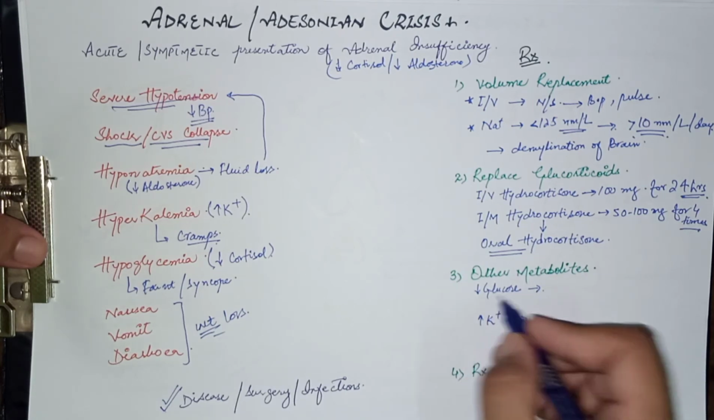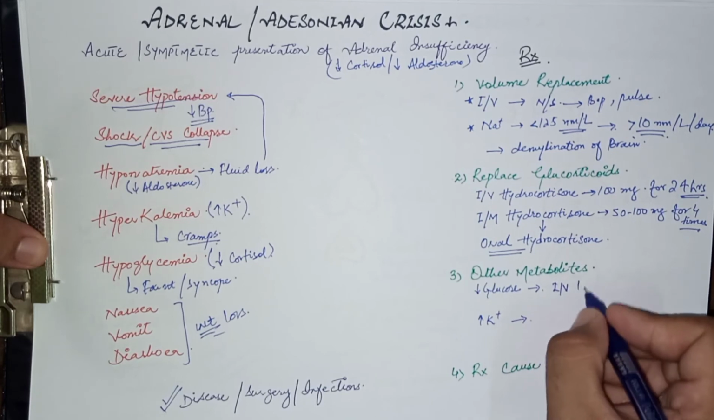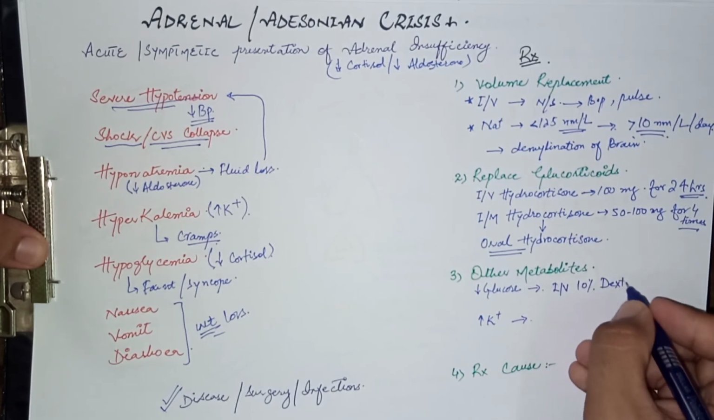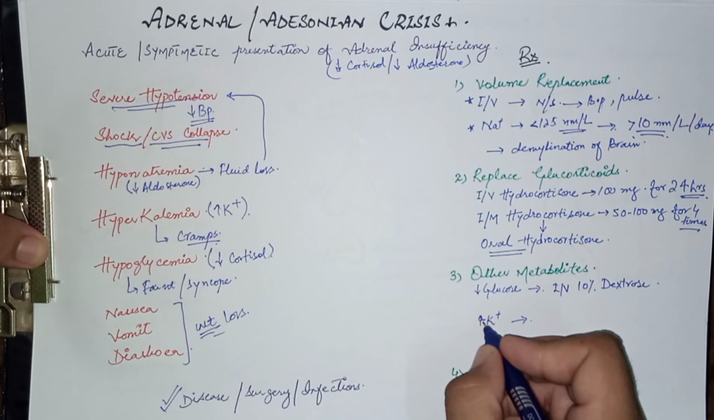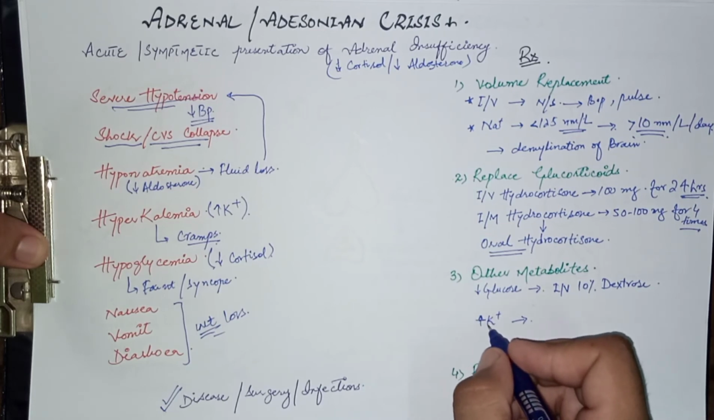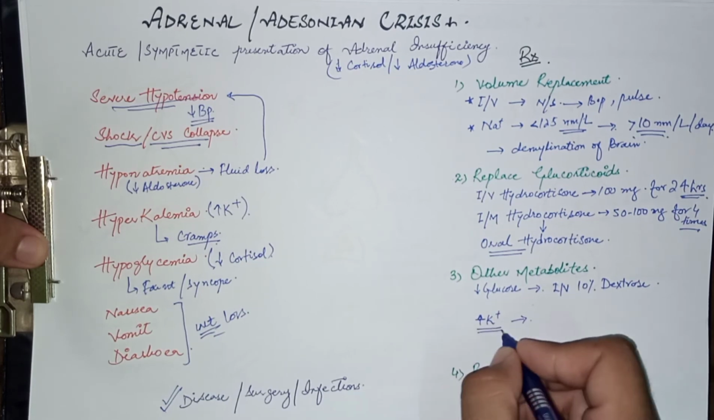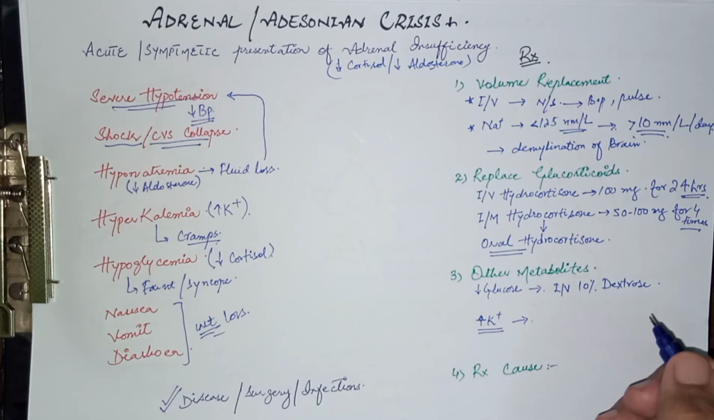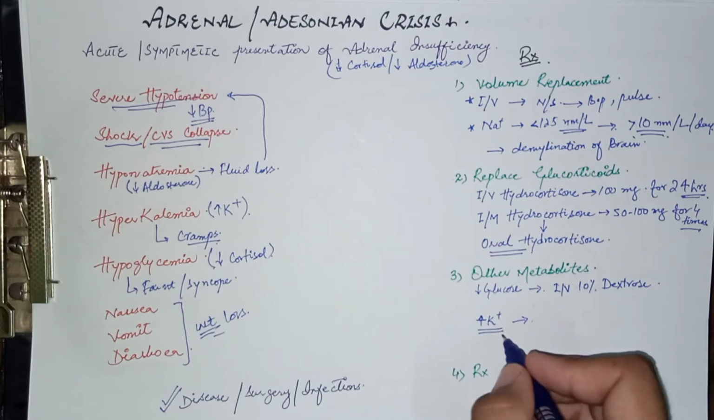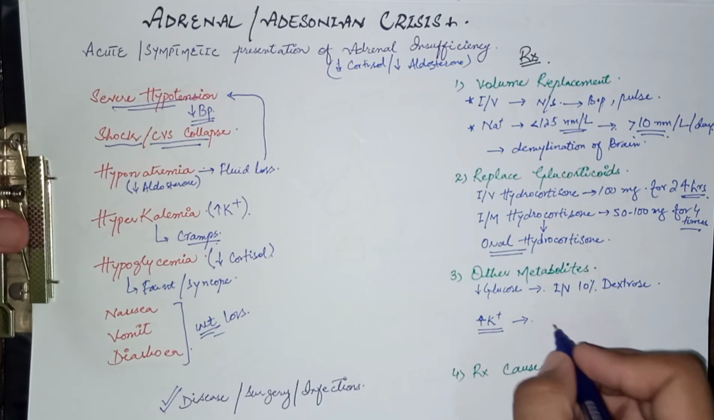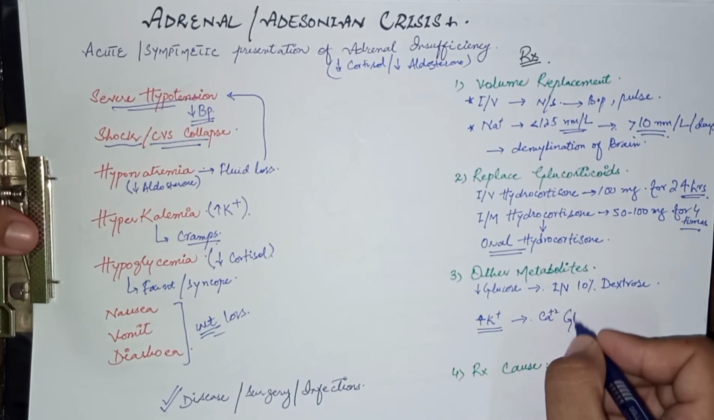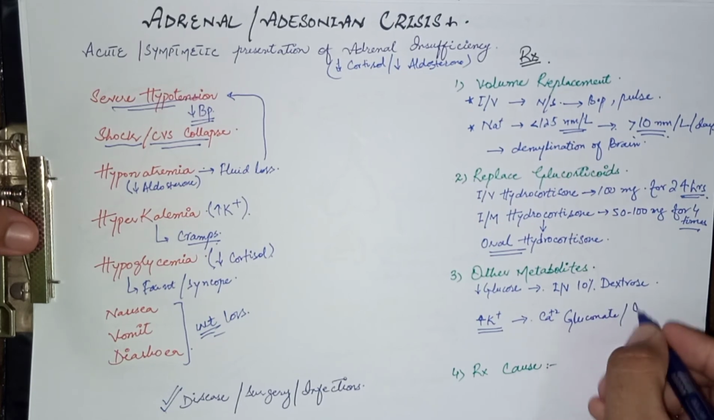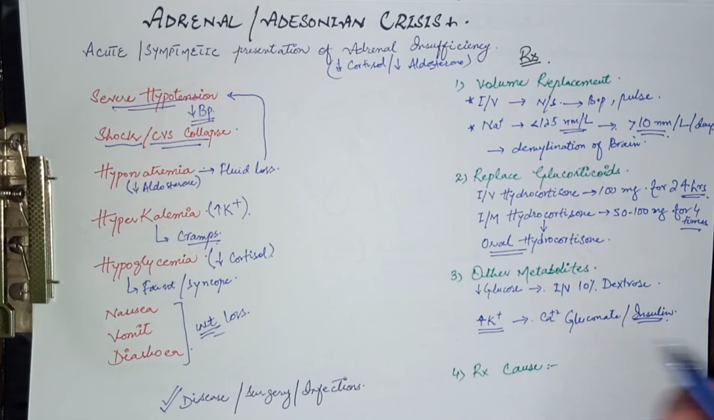Hypoglycemia, because of reduced glucose, give the patient IV 10% dextrose, and correct the hyperkalemia because of hypoaldosteronism, that is reduced aldosterone. Hyperkalemia may develop, and correct this. We will discuss the hyperkalemia management in detail in the next videos of electrolyte disorders, but here remember, hyperkalemia is treated with calcium gluconate and insulin. We will discuss in detail about the hyperkalemia in the electrolyte disorders.